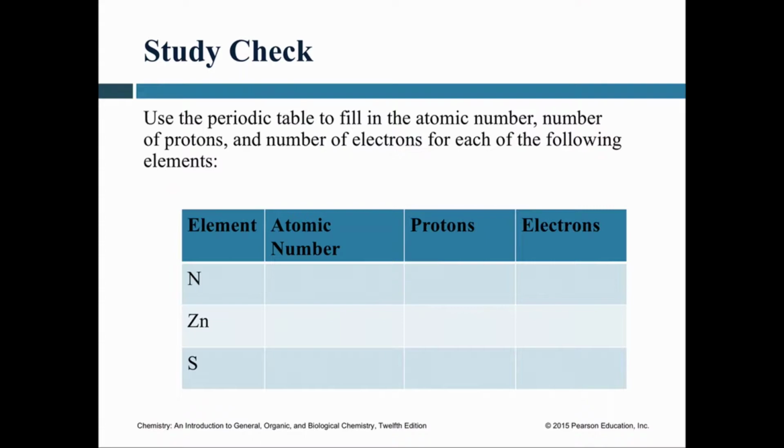All right, here's a study check. Really simple study check. I want you to pause the video, take a moment, figure this out. It's not hard. Grab your periodic table, find the atomic numbers, find the number of protons, find the number of electrons, and pause the video. Come on back when you're done, and I'll go over it.